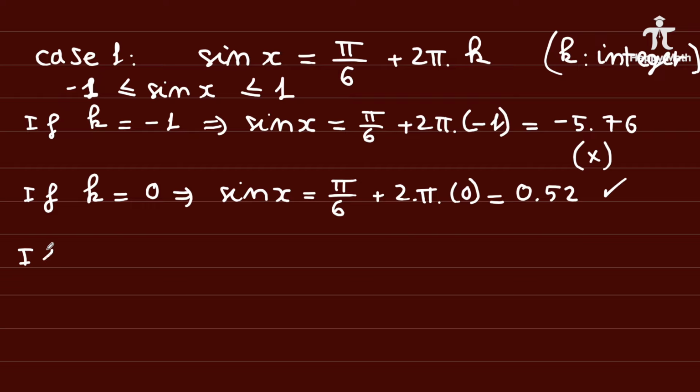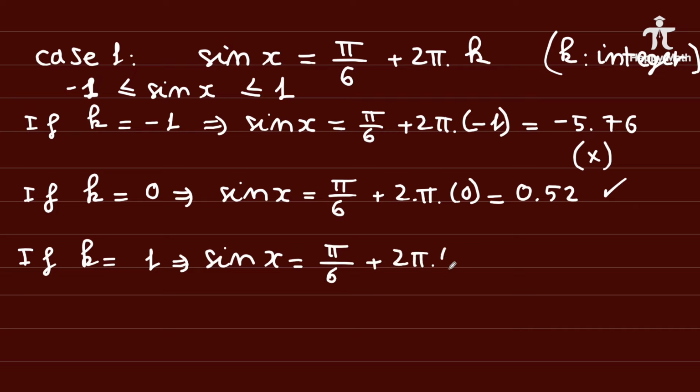And the next one, you got k equal to 1. So what is the value corresponding for sin h here? You got pi over 6 plus 2 pi multiplied by 1 in here, and the value you got is 6.8. Of course, 6.8 is outside this domain, so you cannot accept this one. And after 3 trial cases, you got the only one solution: sin h equal to 0.52.